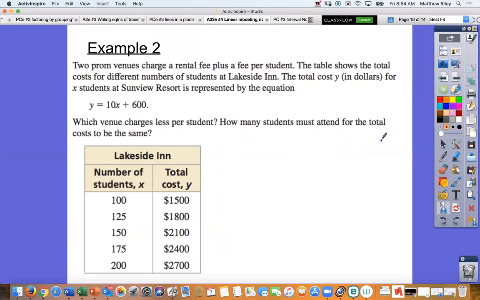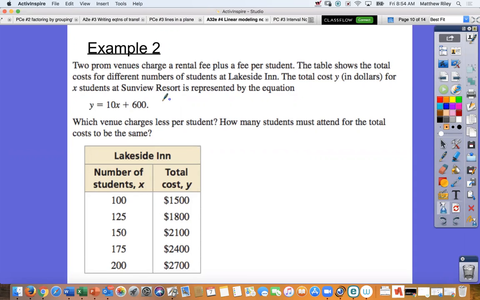So I'm going to read you through this. 2 prom venues charge a rental fee plus a fee per student. So a flat fee for the rental fee and then a fee per student. The table shows the total cost for different numbers of students. That's at Lakeside Inn. The total cost Y in dollars for X students at Sunview Resort is represented by this equation. So Lakeside gave us a table.